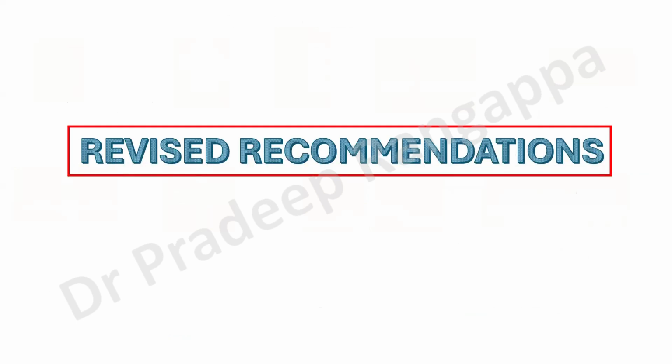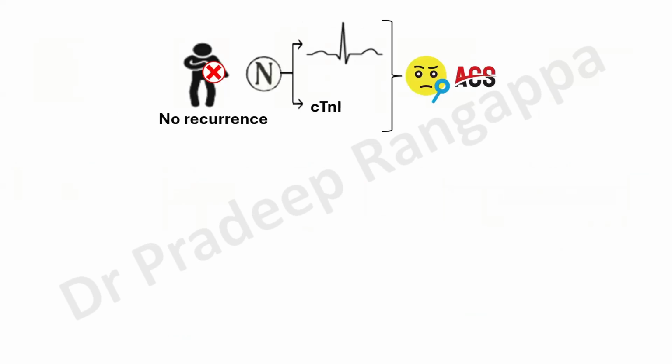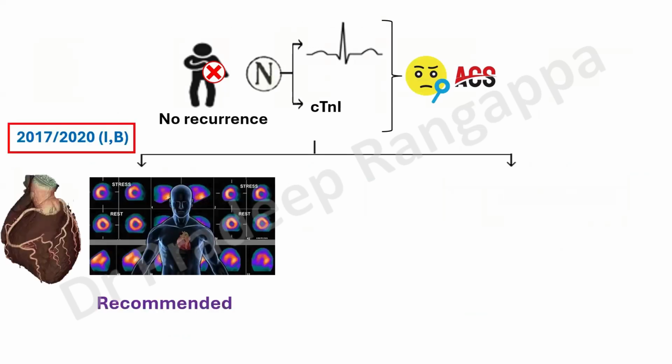So let us look into the revised recommendations that have come in acute coronary syndrome from 2023. We are sitting in 2025. So this is what has come as a recommendation. If the patient has no recurrent chest pain, and ECG is normal and cardiac troponin is normal, but a strong clinical index of suspicion of ACS remains in the clinician, then the suggestion in the 2017 guidelines... When I say 1 and B, 1 is a strong recommendation, B is a moderate level of evidence. When I say 2, it is a moderate level of suggestion, and 2A is a good level of evidence, B is a moderate level of evidence.